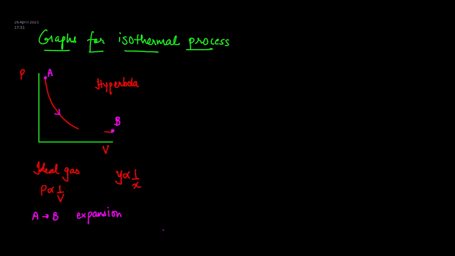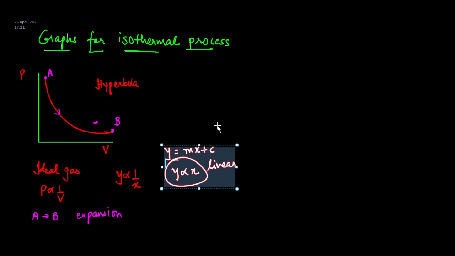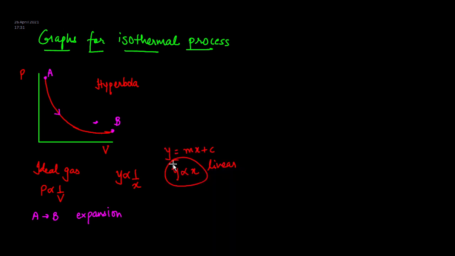Again, this drawing is not perfect, but hopefully you got the idea. It's not a straight line because it's not linear. Linear is of this form, or y proportional to x, that will be linear, but here it is y proportional to 1 by x, that's why the graph is not a straight line. So I would expect you all to remember these.